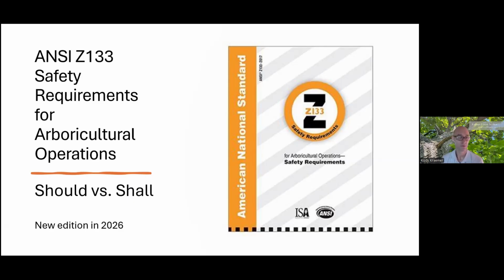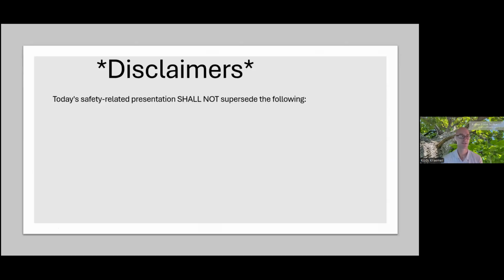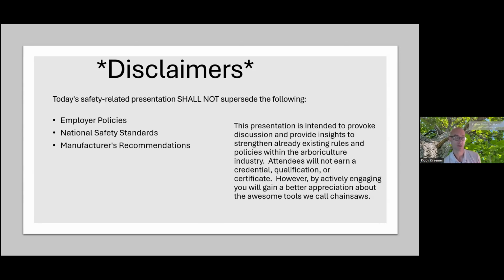In this booklet or this digital download, they use the two words should and shall. Should is basically a recommendation, and shall is a mandate. So using that terminology, I just want to do a little CYA moment here with a disclaimer that this safety related presentation today shall not supersede your employer policies, other national safety standards, or manufacturers' recommendations.